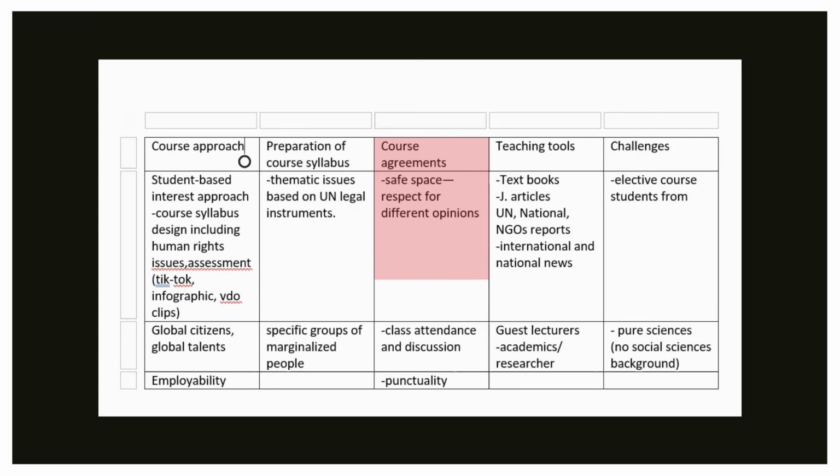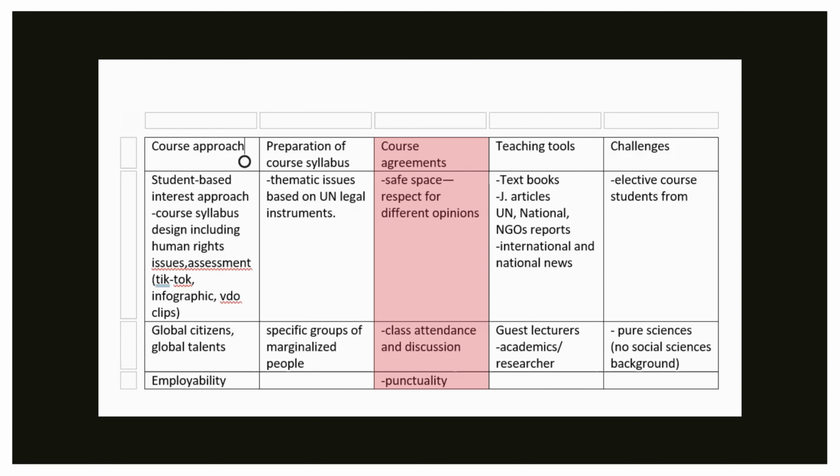And then the course agreements. Normally before the class starts, I ask students, okay, we should make agreements about what you like or don't like your colleagues to do. The first thing is about a safe space, that we agree everyone will respect different opinions among colleagues. And they really like that, because they realize that in their own departments or faculties, they feel they cannot even talk or share something different from other colleagues. So this is from them.